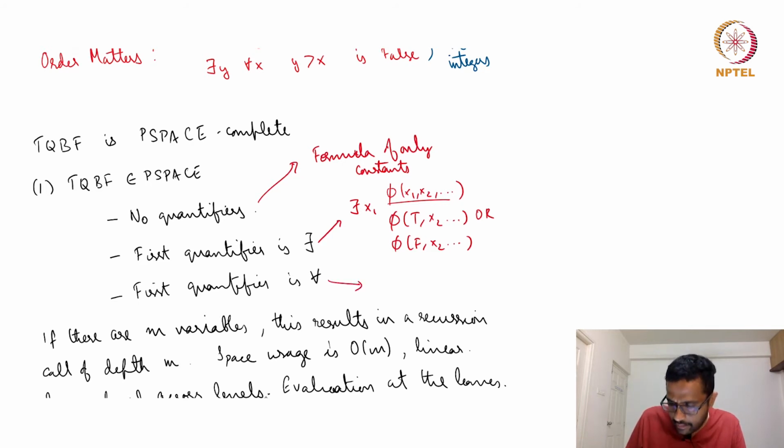The second case is when the first quantifier is a universal quantifier. Again it's not very difficult. You could think of it as for all x1 something, but it's exactly what I described for the existential quantifier, except that now we want both cases to be true. So we will check both branches and check if both of them are true.